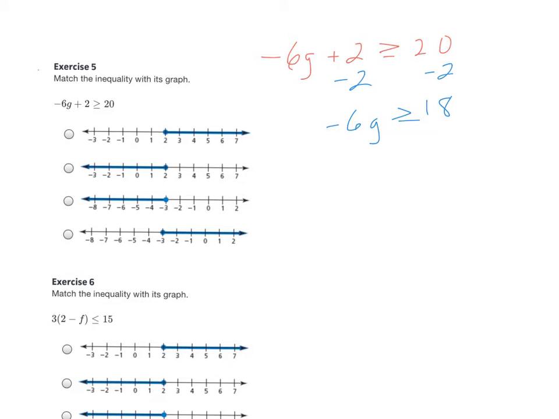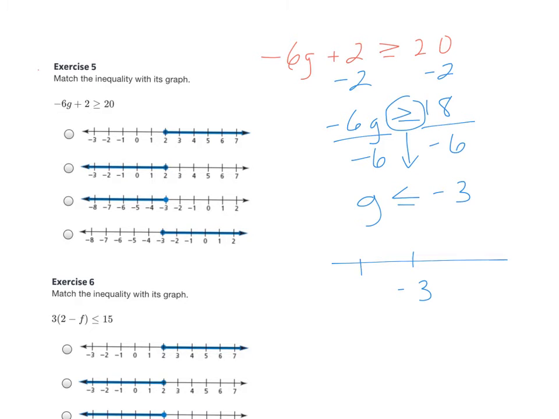And now I'm going to do the inverse of multiplying by negative 6. I'm going to divide by negative 6. That's going to give me g. Because I divided by a negative, we're going to flip that inequality. And that's going to give me negative 3. So we should have negative 3 as our target, negative 4 to the left, negative 2 to the right, closed circle, and this should be going to the left. So it looks like it's this third one.